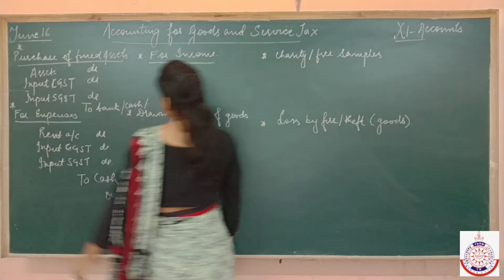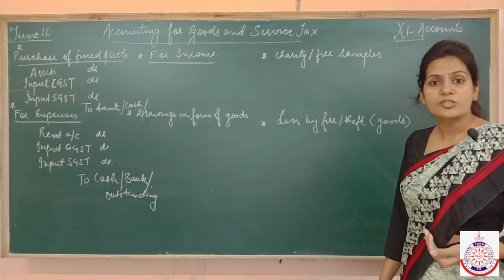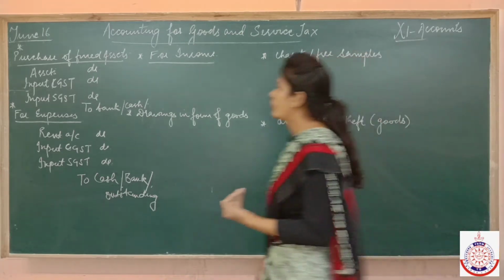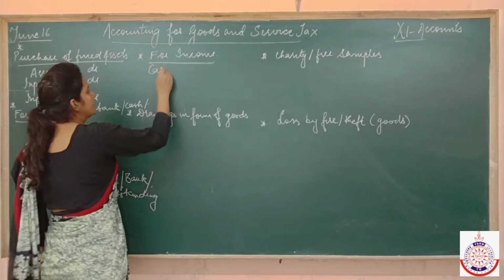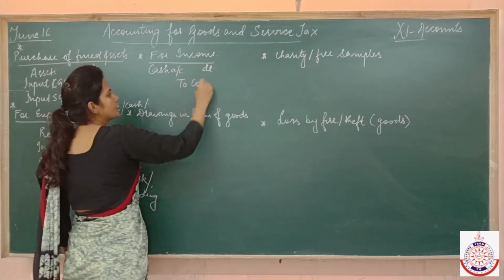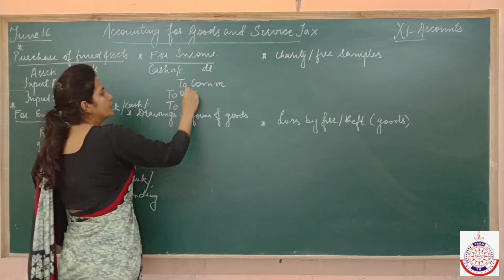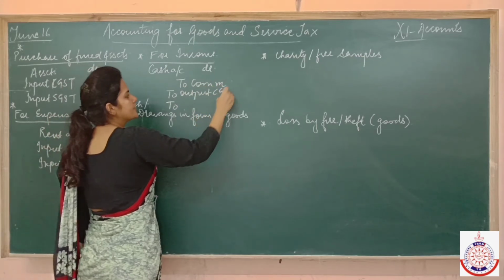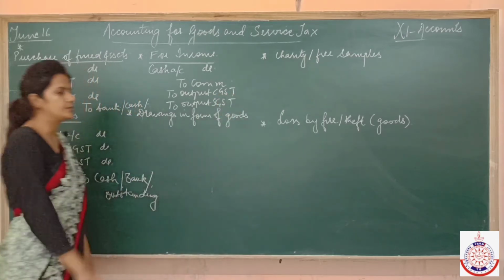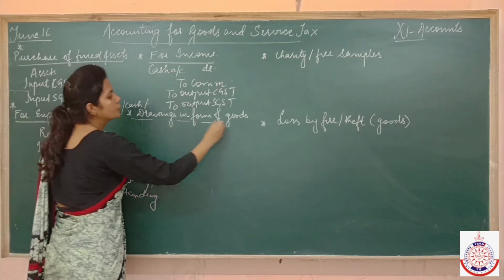Now income. Suppose you are receiving any income, suppose you have received interest, you have received commission, then in that case you are receiving the GST, which will become a liability for you. So what entry you are going to pass for that? Suppose you have received commission, then cash account will be debited. As you are receiving commission, so commission will be credited. So you will receive GST. So you will use the word output CGST and output SGST. Clear?